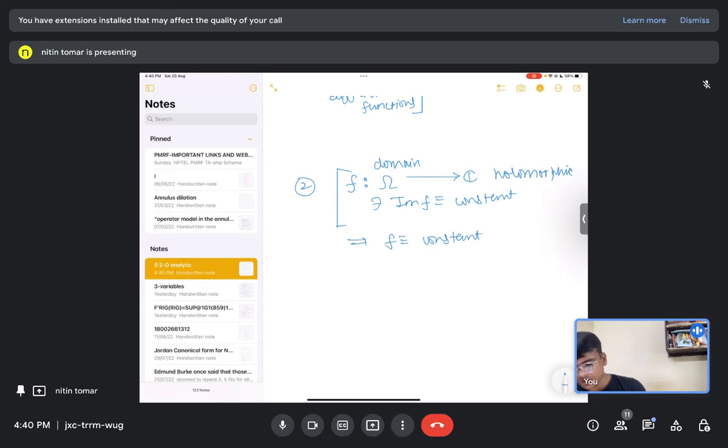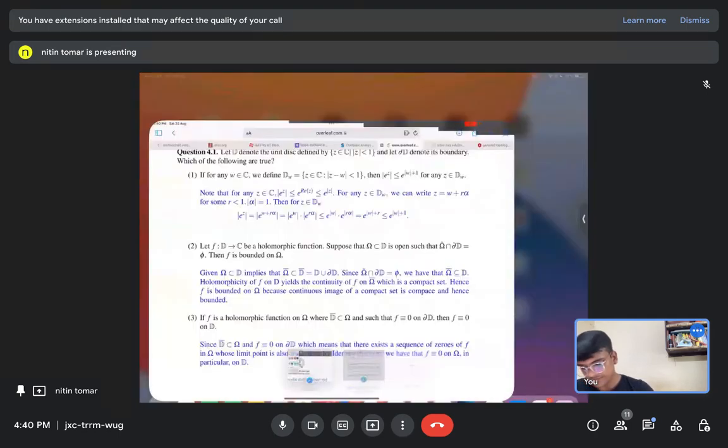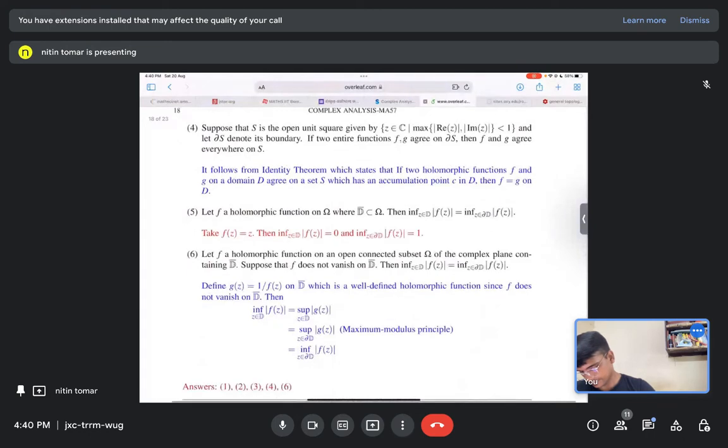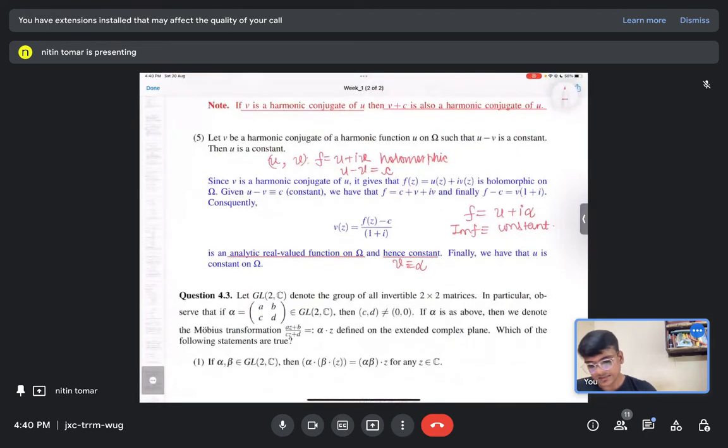Now if f is constant, its real part will always be constant, right? So using this result, we can say that because u was the real part of f, u has to be constant. Okay. Now the next question. If you have any doubt, then ask.